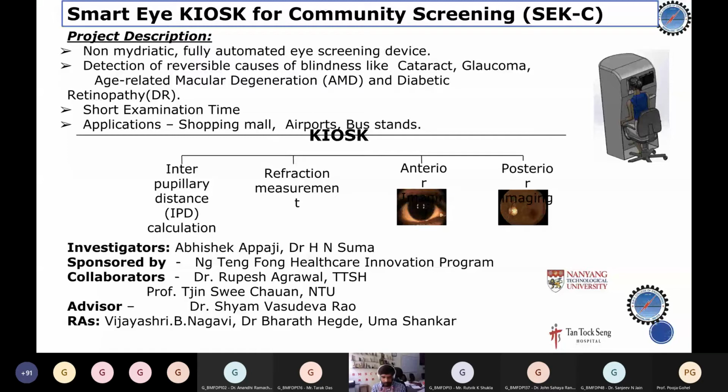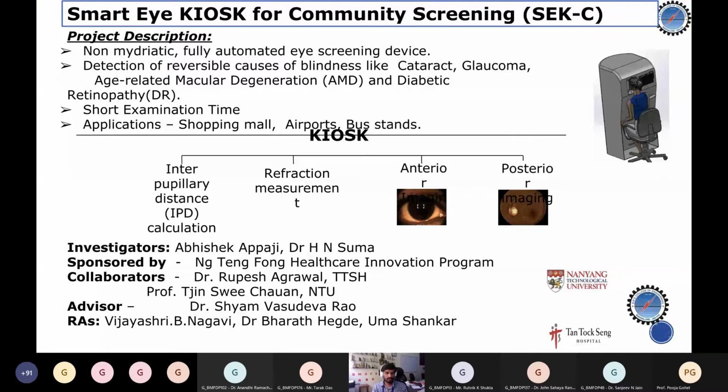So I take my image of the eye, both anterior and posterior. Anterior is nothing but the front part of the eyes, which is what you're able to see in my eyes right now. Posterior is the back part of the eyes. We have a screen at the back of the eyes, which is known as the retina.